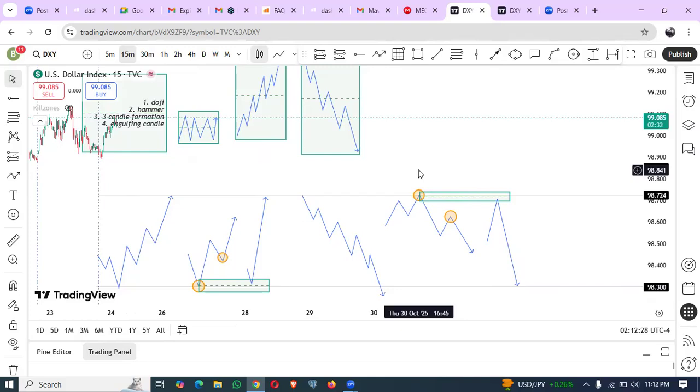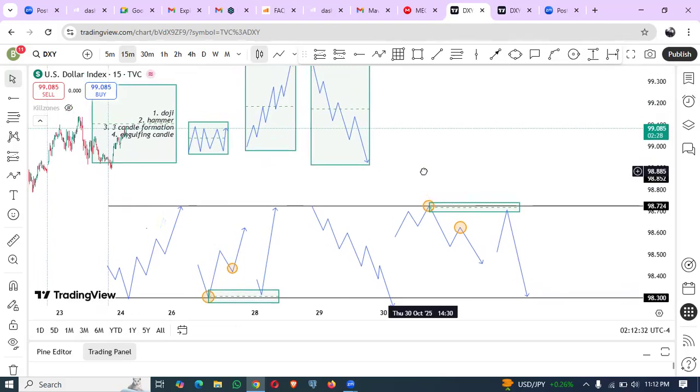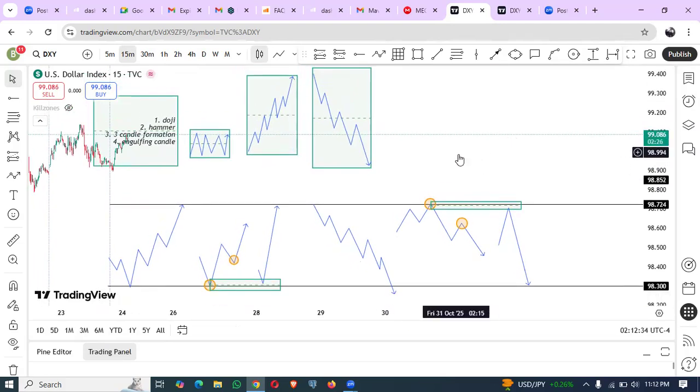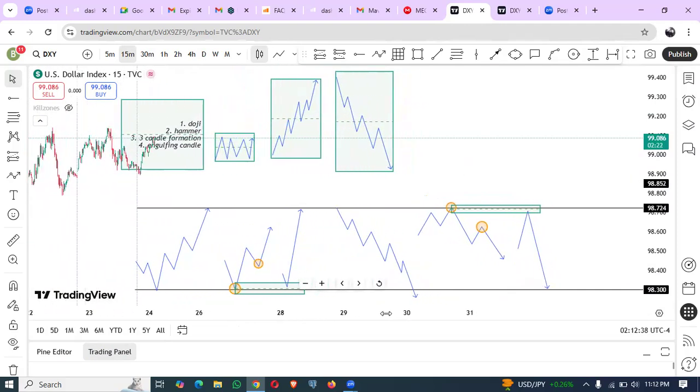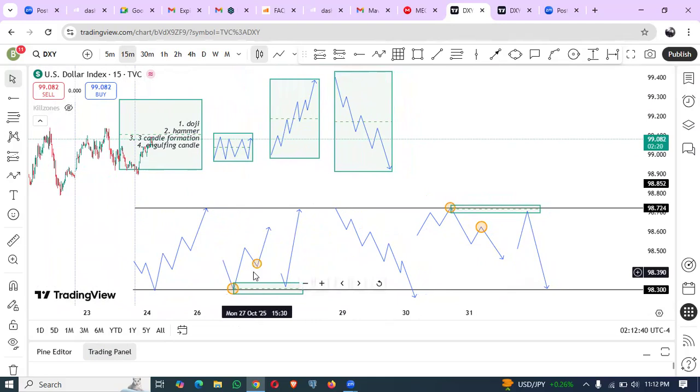So that's very basic, these entry criteria. In the next video I will show us proper examples, like live chart examples of this stuff.